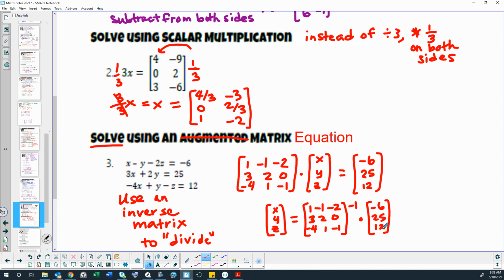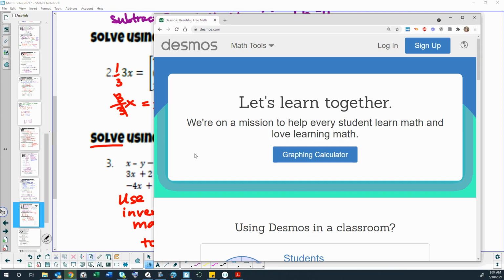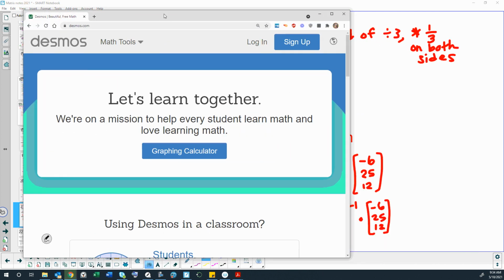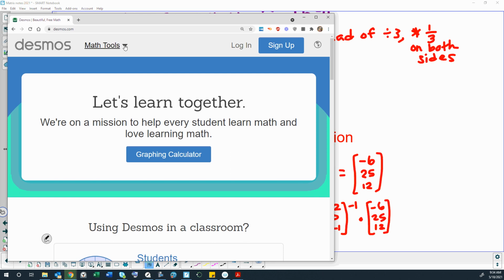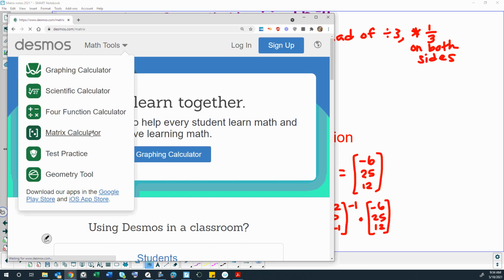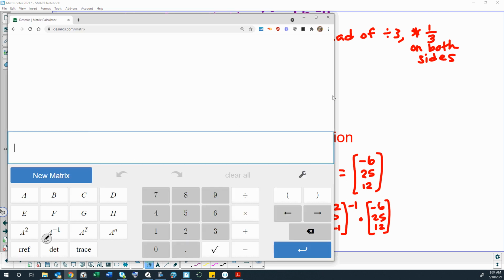Okay, so in order to do this problem, we need to use a matrix calculator, unless you want to multiply it by hand. But you can't multiply it by hand until you know what the inverse is, and we don't know how to find an inverse of a 3 by 3 matrix by hand. So we're going to go to Desmos.com, and here we are. When we first go to Desmos.com, here's what it looks like, and we want to go to Math Tools and choose Matrix Calculator. That brings us in here.